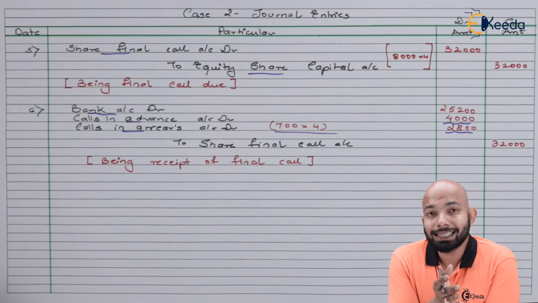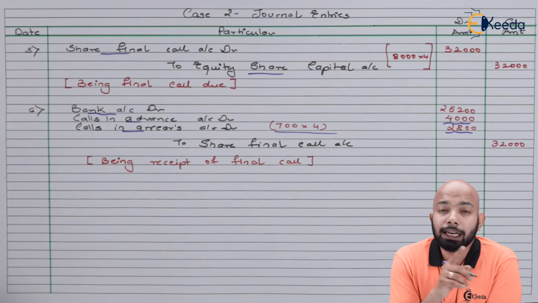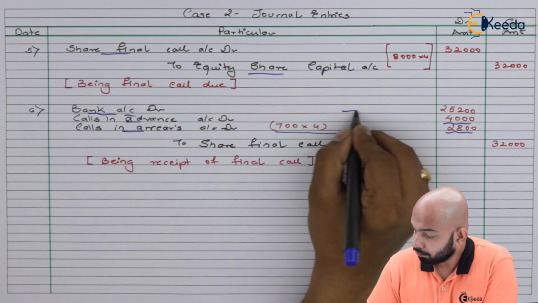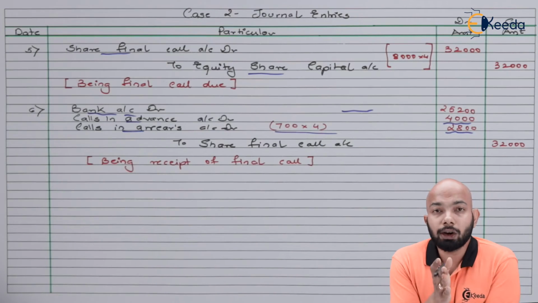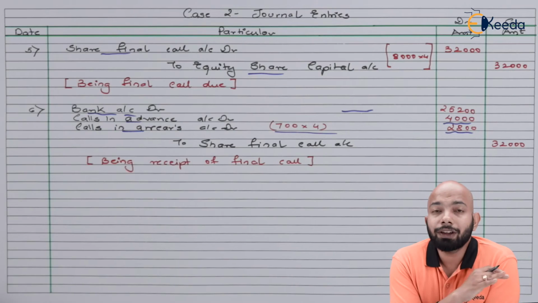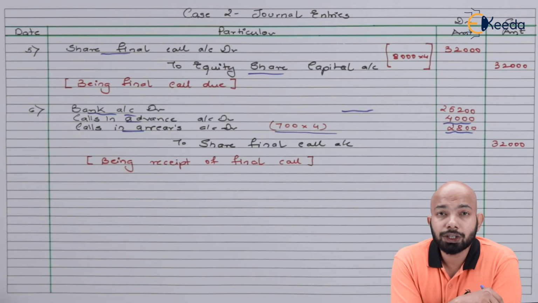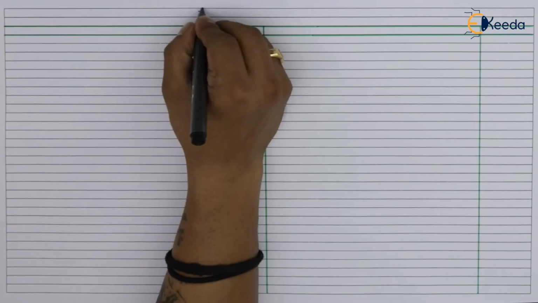So the balance that is left, if you subtract 4,000 and 2,800 from 32,000, you'll have a balance that will be mentioned in your bank account, and that will be 25,200. That is the amount that you have mentioned here. Now, with this, we have completed the journal entries for case 2. It's time to prepare the balance sheet of it. Let's start with that part.